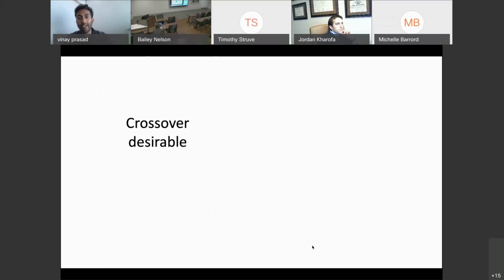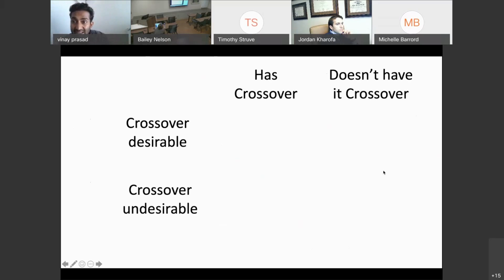Clear as mud. I think the reason we don't understand this is that there are two broad categories of reasons. There are reasons and situations where crossover is desirable. We want it. We need it. Give it to me. And there's situations where it's undesirable. Please don't give it. Don't have it. We don't want it. No, thank you. And we either get it, we have crossover, or we don't get it. Okay? So it's a 2x2 table.